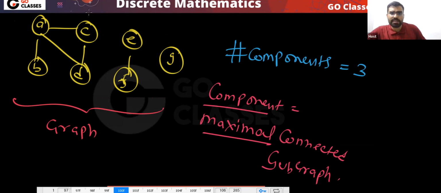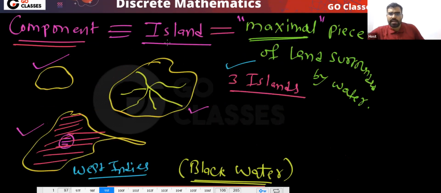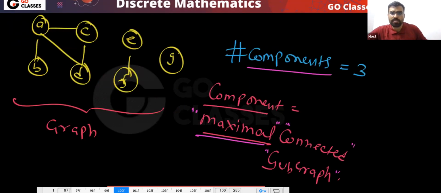This is not a maximal connected subgraph. Yes or no? This is a maximal connected subgraph. So this is the definition of a component. Like an island. An island is basically a maximal piece of land which is surrounded by water. So similar to that. Very simple. Yes or no?